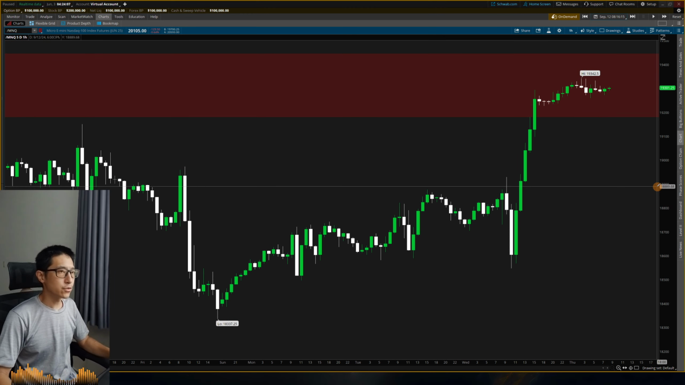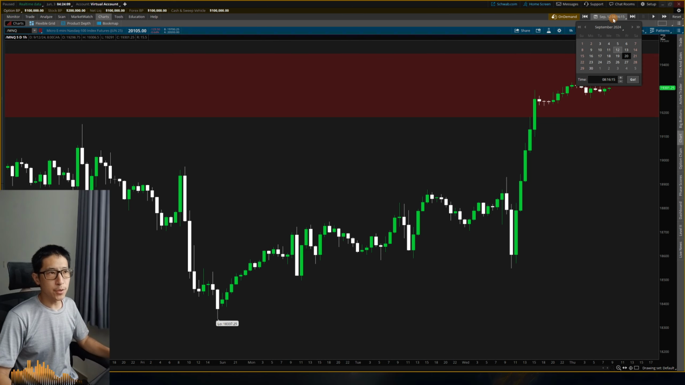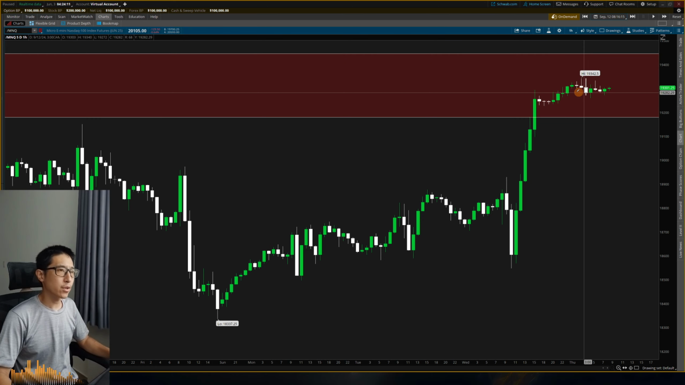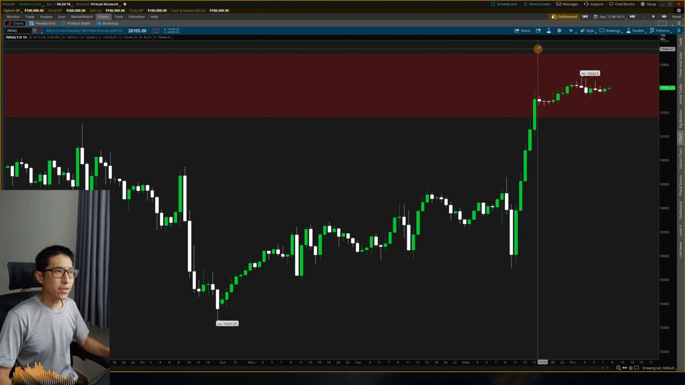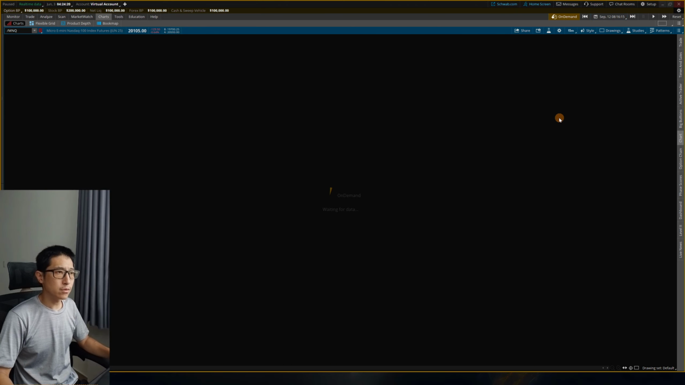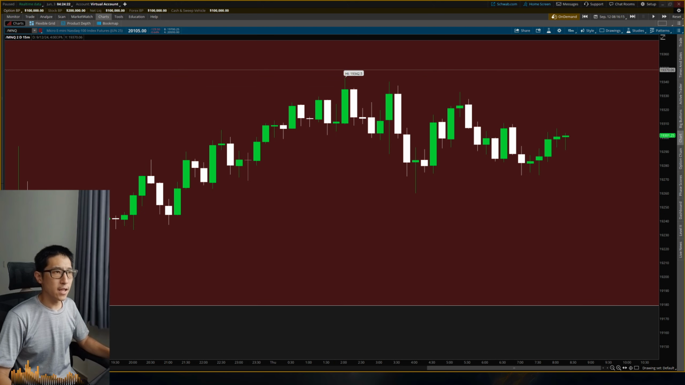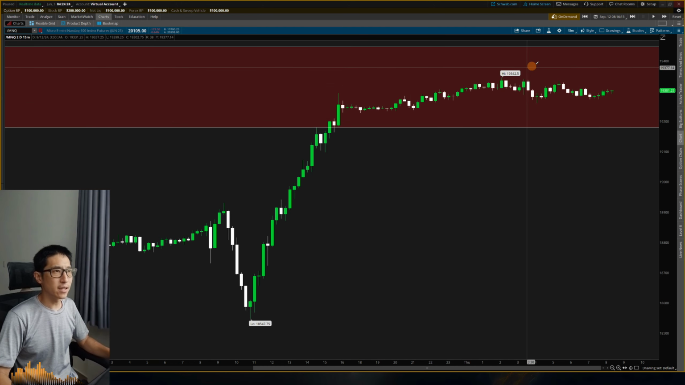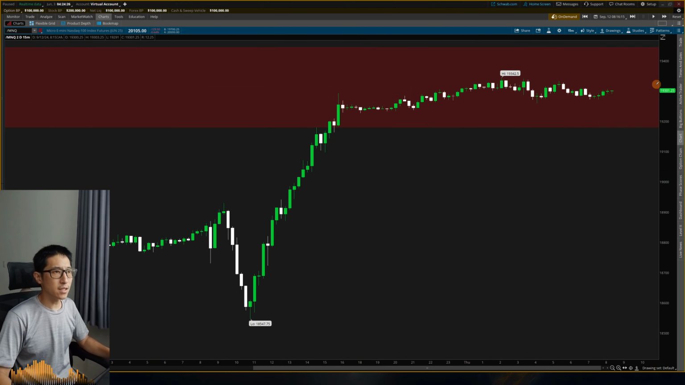All right, so far this is September 12th, Thursday morning, and we're just consolidating in that 4-hour fair value gap. Nothing really to see here on the 1 hour. So let's go ahead and zoom down to the 15-minute, and looking at the price action here again, not too much to see, honestly.